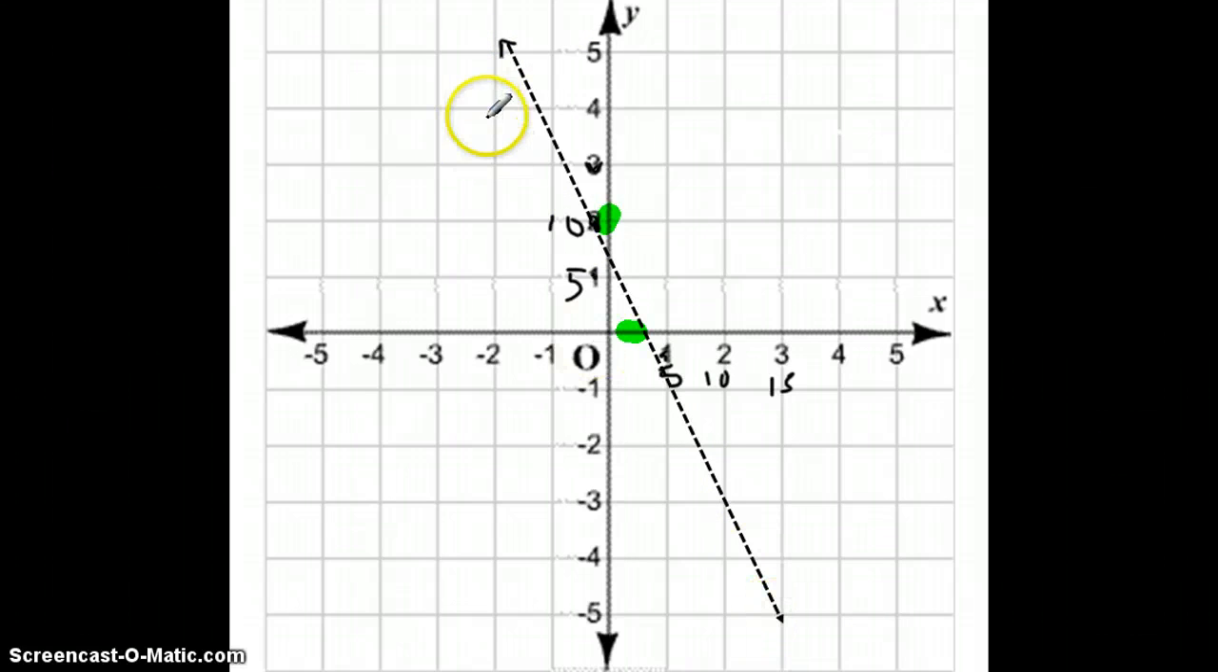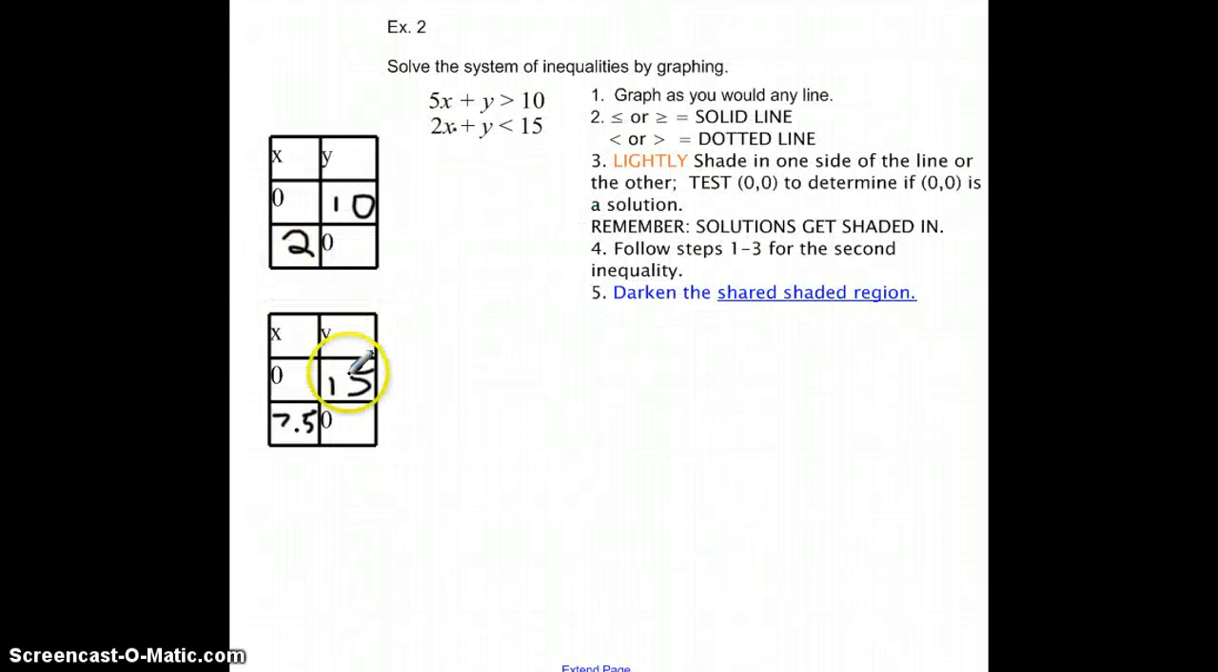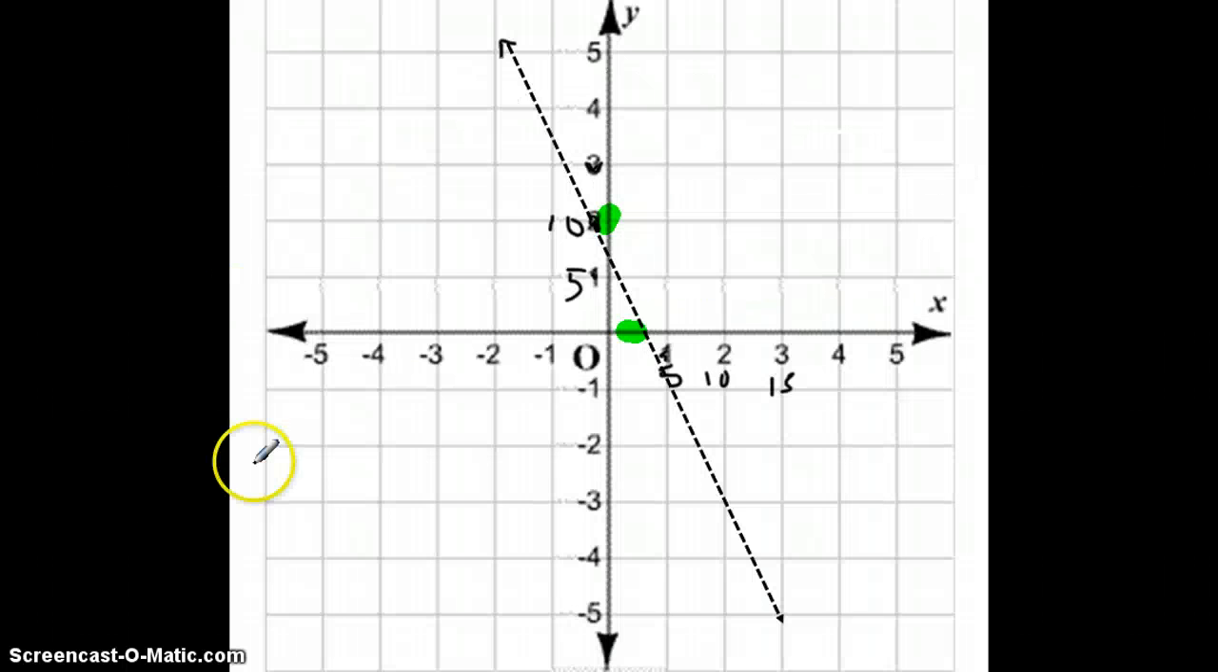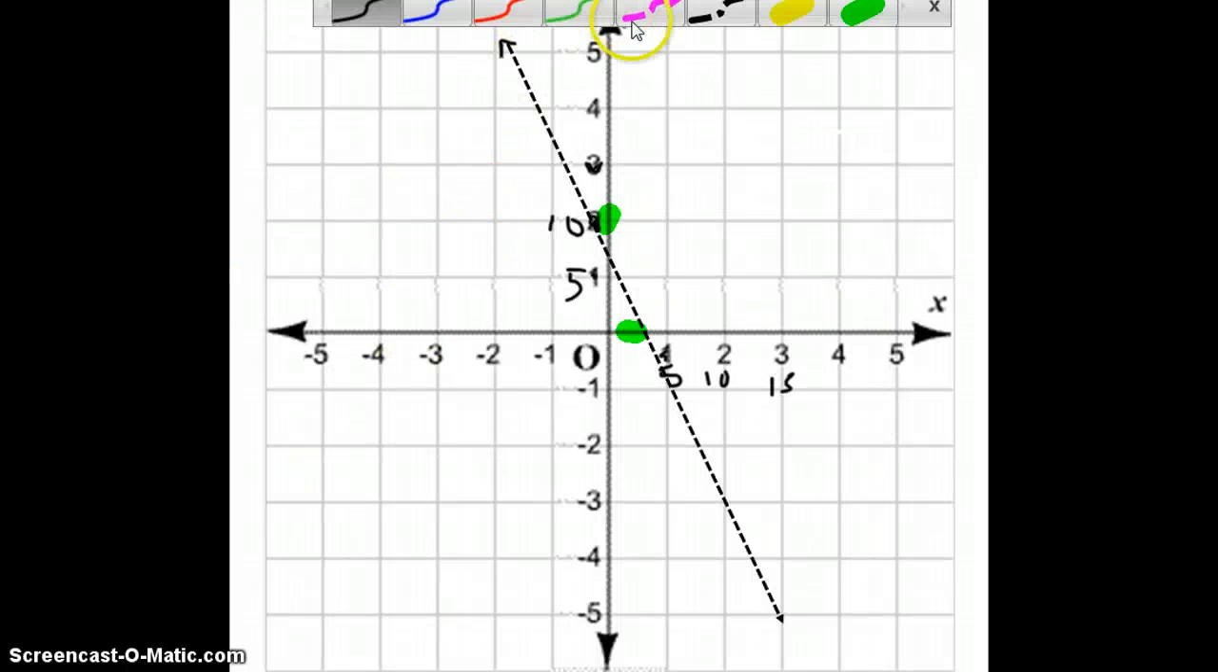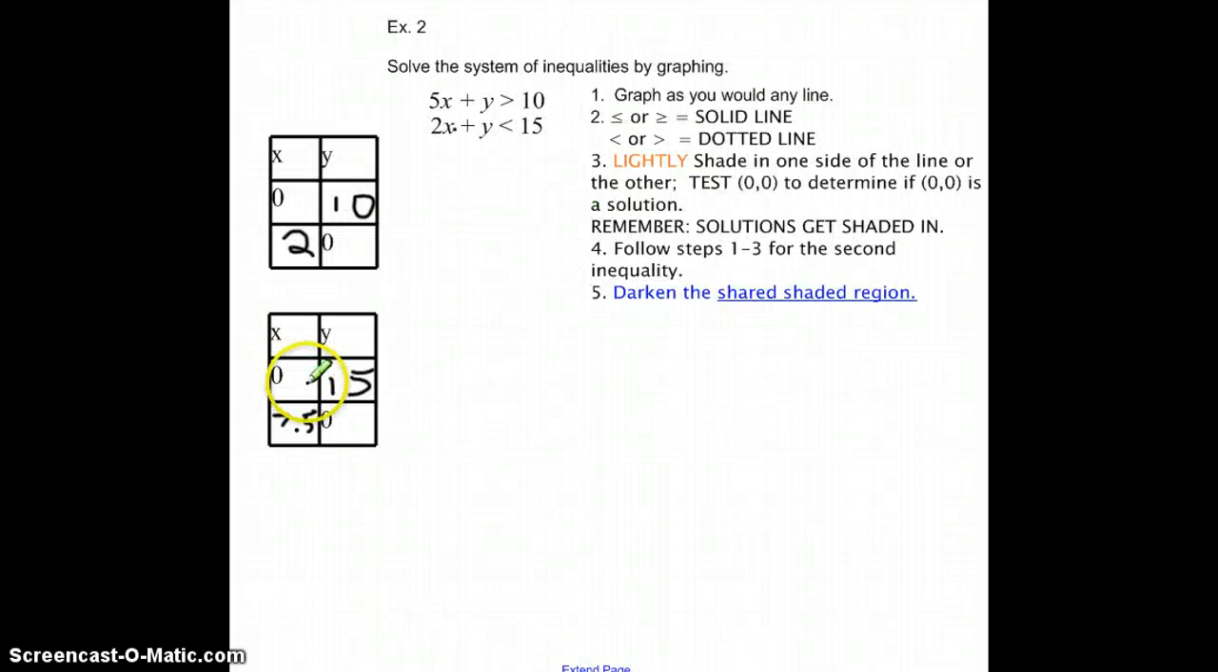I got my arrow there. Okay, let's take a look at the second line. X is 0, y is 15. We'll use a different color. X is 0, y is 15. If this is 10, it'd be right there.